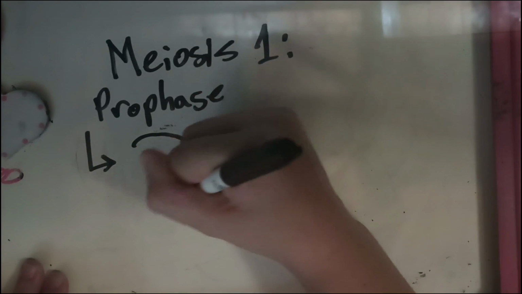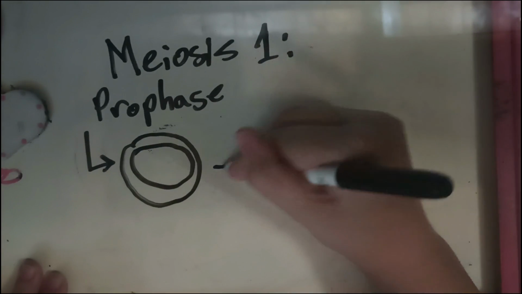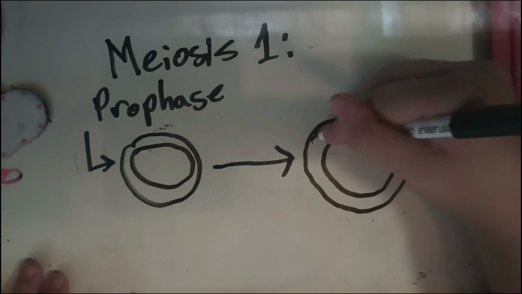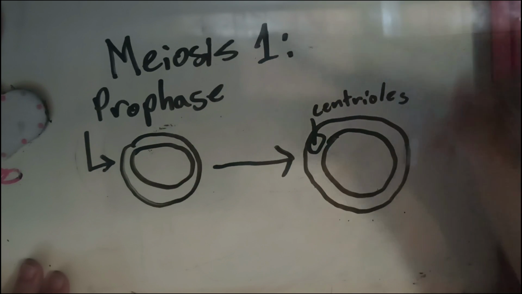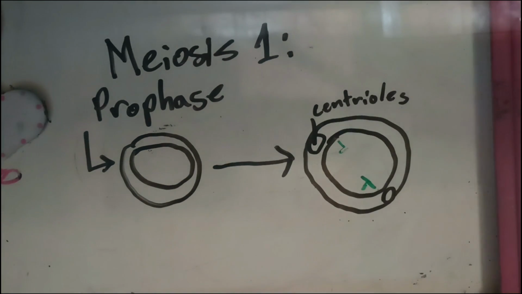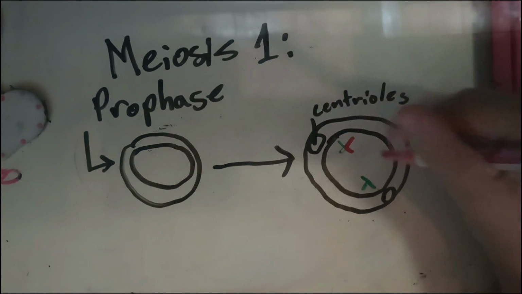Meiosis 1 begins with prophase. During prophase, the cell moves its organelles known as centrioles into place in order for the next phase to occur. The cell also makes its chromosomes mix genetic information in what is known as crossing over. This is done to increase genetic diversity.